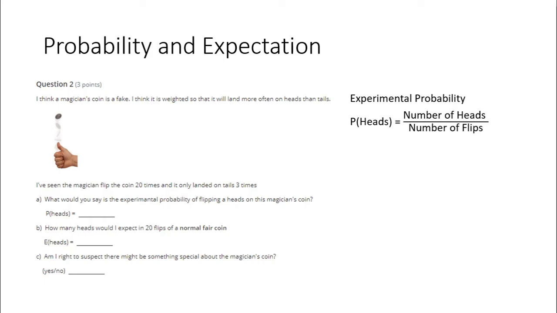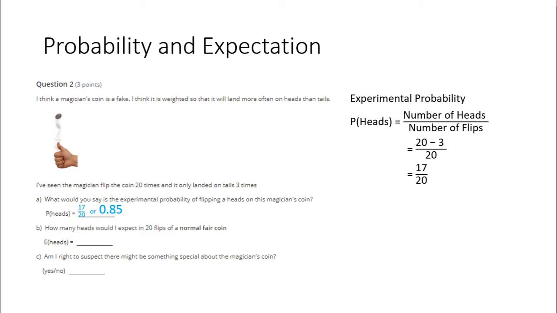Now I hope you read this carefully. The magician flips his coin 20 times and it lands on tails 3 times. So the number of heads must be all of the other times. There are 20 flips, 3 of them were tails, 20 minus 3 is 17 out of 20. So the probability of heads based on our experiment is 17 over 20, or as a decimal that's 0.85.